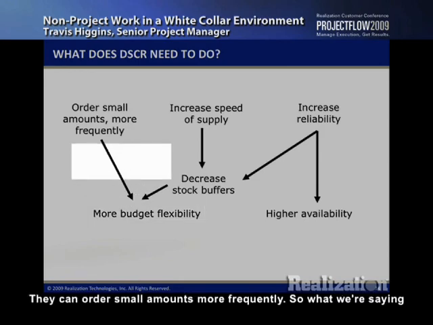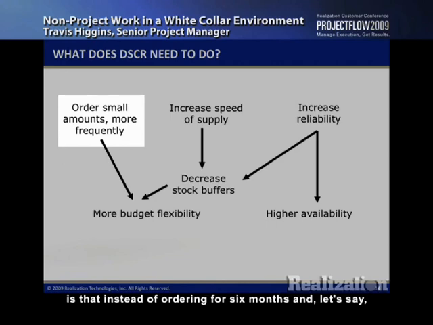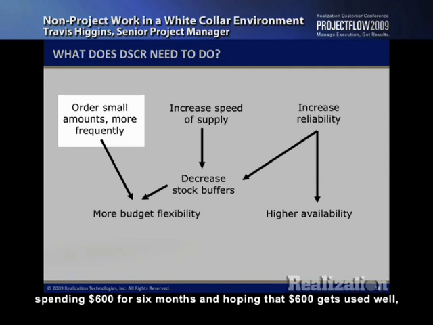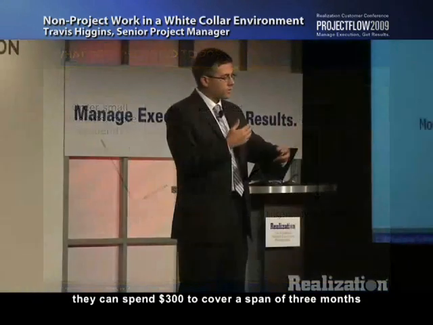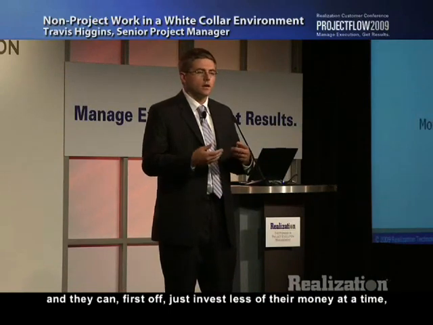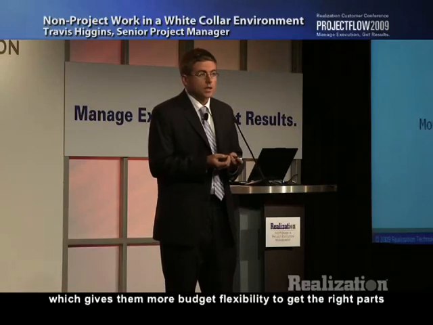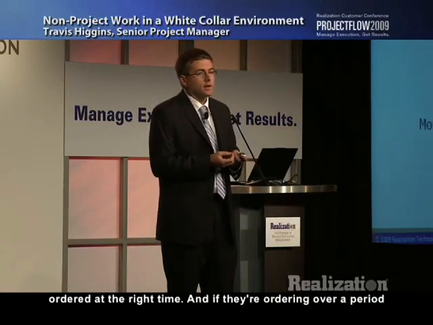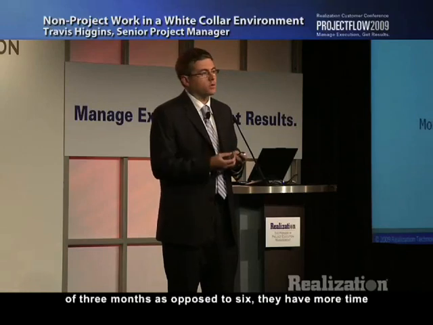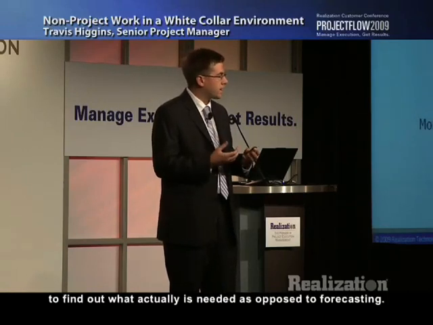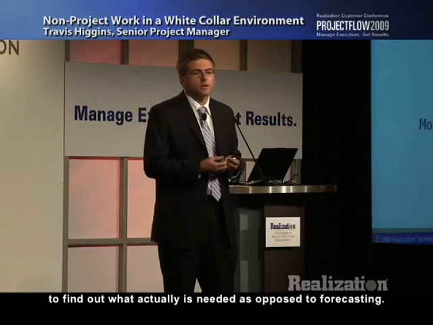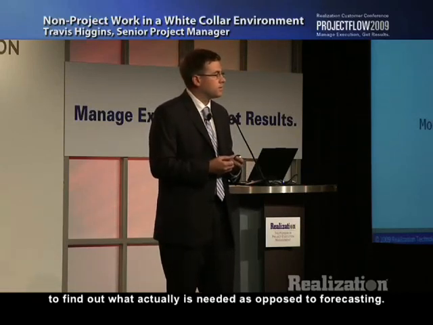They can order small amounts more frequently. So what we're saying is that instead of ordering for 6 months, and let's say spending $600 for 6 months, and hoping that $600 gets used well, they can spend $300 to cover a span of 3 months, and they can, first off, just invest less of their money at a time, which gives them more budget flexibility to get the right parts ordered at the right time. And if they're ordering over a period of 3 months as opposed to 6, they have more time to find out what actually is needed as opposed to forecasting.